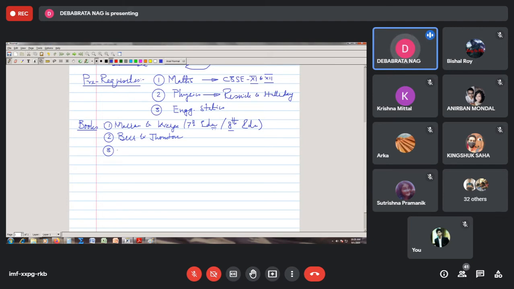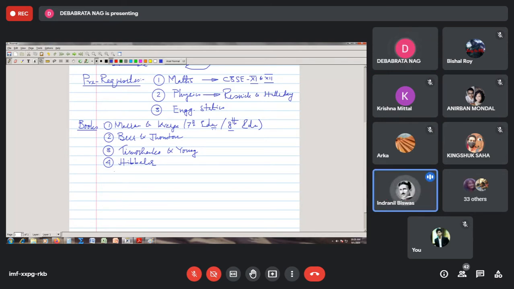Then you have the book by Timoshenko and Young, Engineering Mechanics. This is also a very good book. Then you may have the book by Hibbeler, R.C. Hibbeler. Here also separate books and combined books are available. Timoshenko and Young is a combined book.